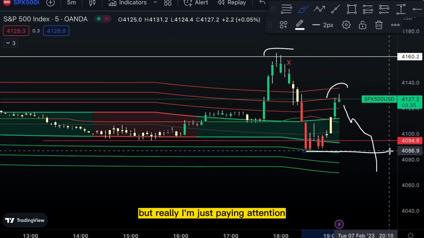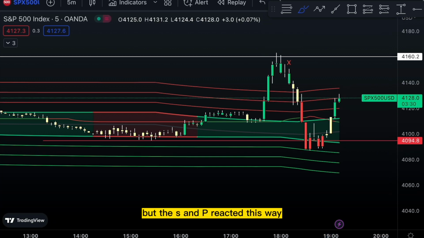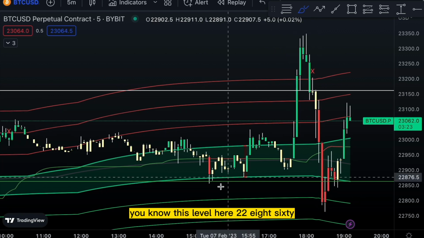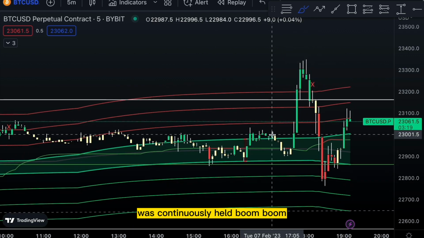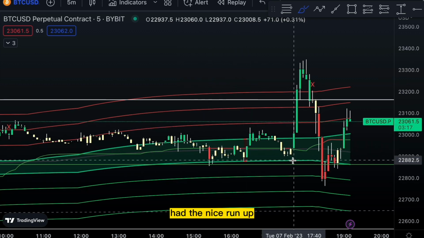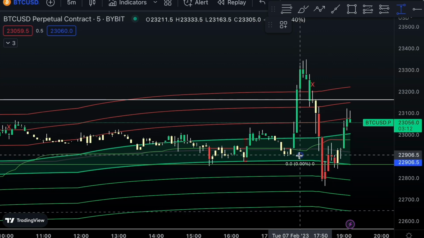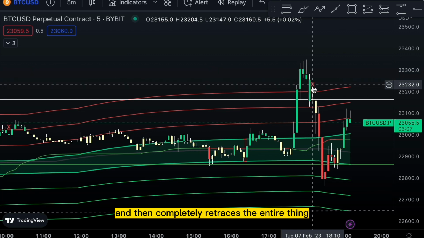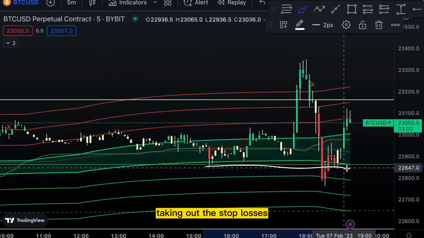But really, I'm just paying attention. This is only the 5 minutes, so I don't have much to go off of. But the S&P reacted this way, and as did all of crypto. So Bitcoin looks very similar. This level here, 22,860, was continuously held. Boom, boom. Had the nice run up. I believe it's almost 2%. Yeah, a nice 2% pump.